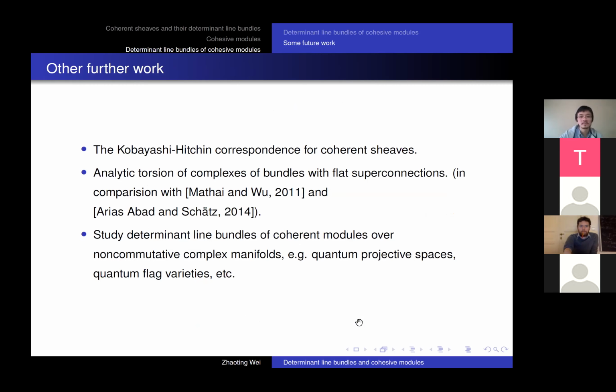Okay. And another maybe future direction of work is the Kobayashi-Hitchin correspondence for coherent sheaves. For holomorphic vector bundles, there's a correspondence between stable holomorphic vector bundles and Hermitian-Einstein connections on holomorphic vector bundles. That's the so-called Kobayashi-Hitchin correspondence.